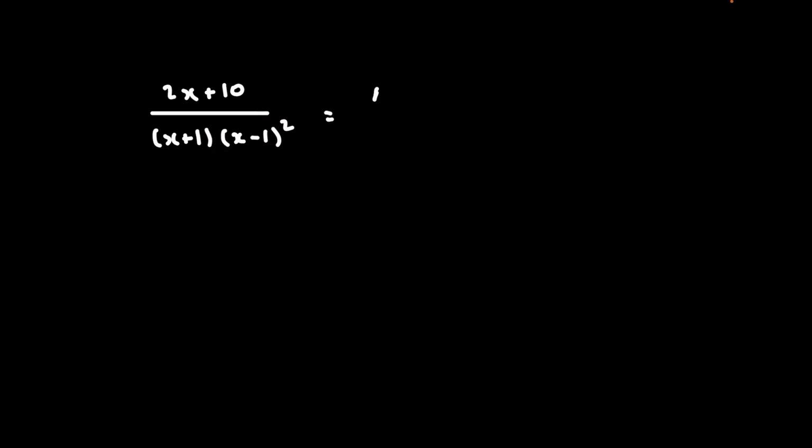Our quadratic, in this case, will yield us a partial fraction of a divided by x plus 1 plus b divided by x take 1 and plus c divided by this last factor whole squared. This is what our partial fraction will look like for this question.